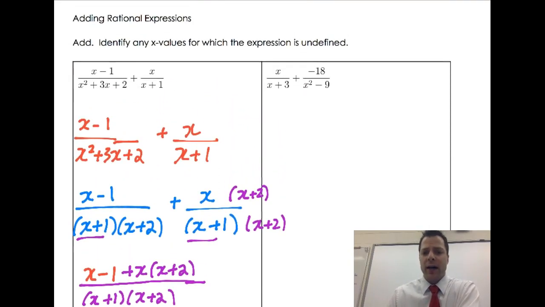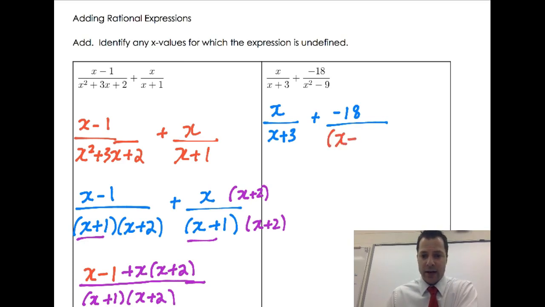Now let's look at our second example. Again, we have two things that we're going to be adding together. I'm going to rewrite the first one, x over x plus 3, and I'm going to factor the denominator of our second fraction. That's the only thing that can be factored here. Difference of two squares: two numbers that multiply to be negative 9 and add to be 0 are x plus 3 and x minus 3. You can see now the denominators share a common factor, x plus 3.